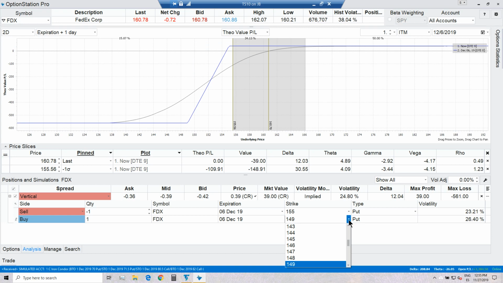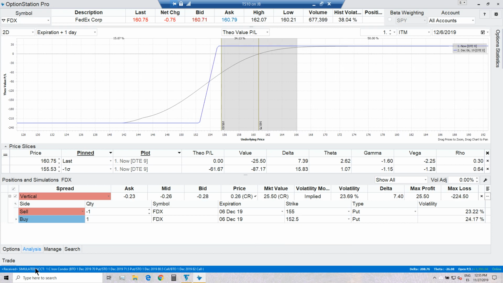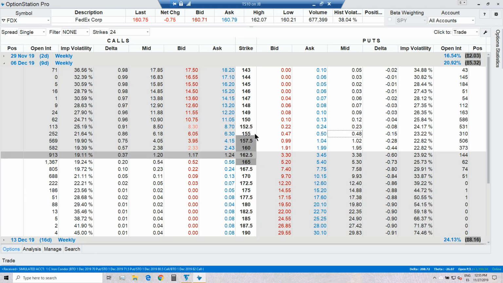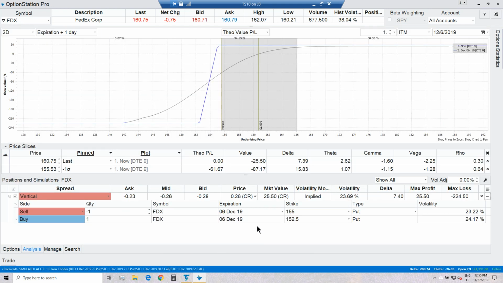Okay, and the one below the 155 is 152.5. Correct? So we have 155 and below 152.5. So we're gonna pick those two, okay? And this trade will have me receive 48 and pay 23, okay? And that will be the total credit collected if I was to do this trade, okay? So you can see it here. The total credit collected would be 26, okay?